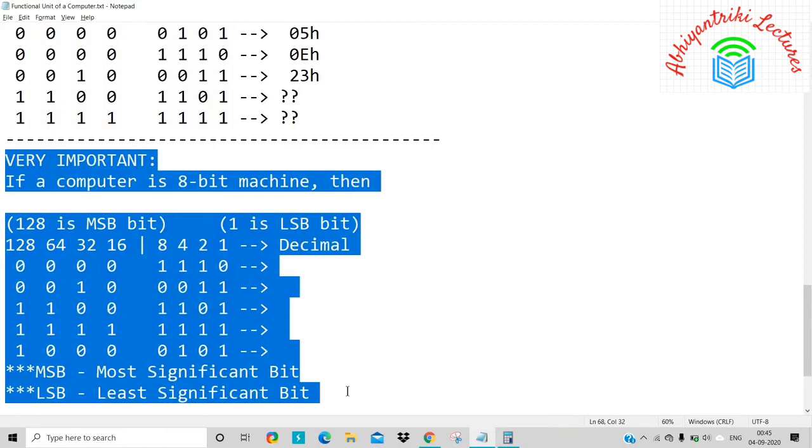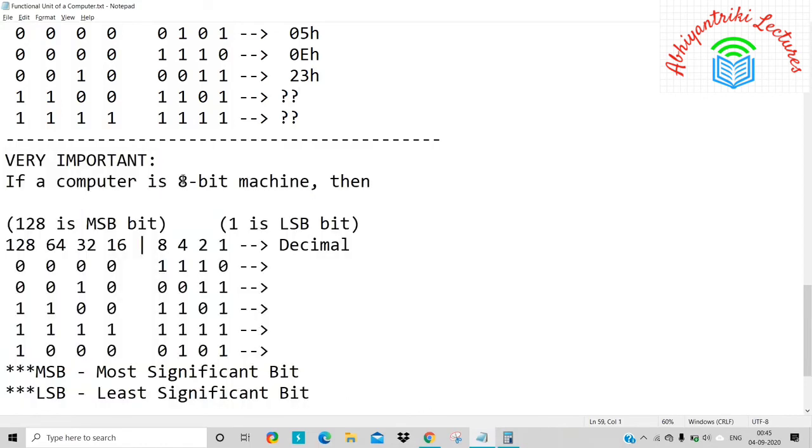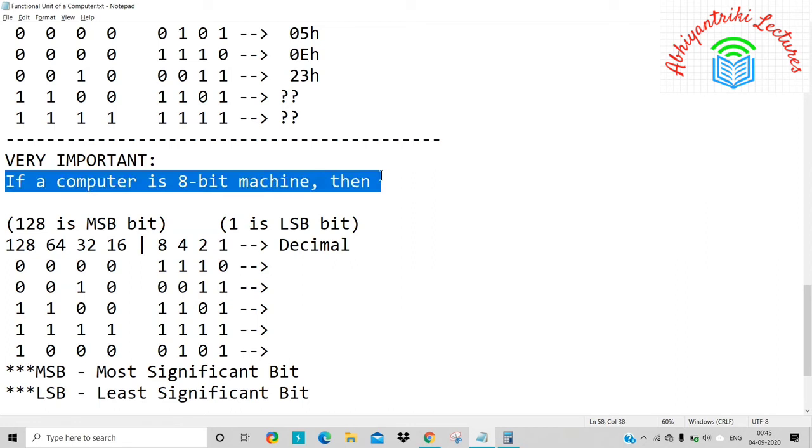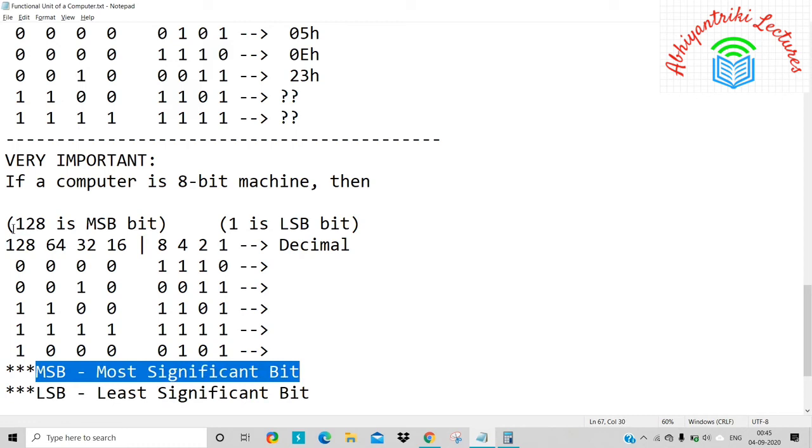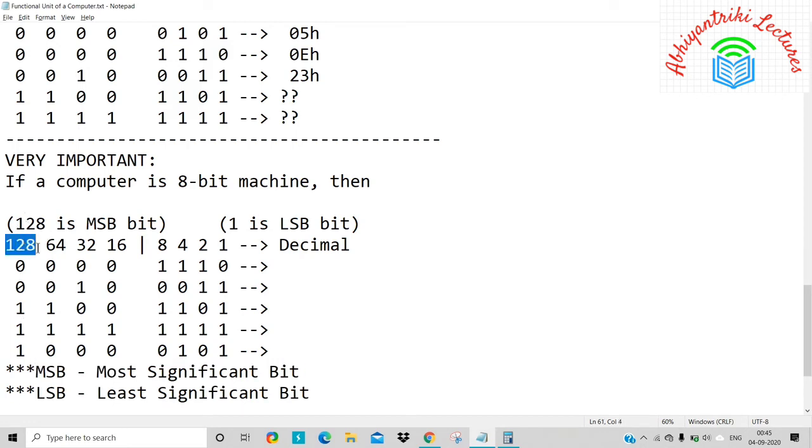Okay, next. If a computer is an 8-bit machine, this is very important. However, most computers nowadays use 64-bit, right? But if a computer is an 8-bit machine, then the highest decimal place value is 128. This 128 bit is called the MS bit, that is the most significant bit. This most significant bit indicates the sign of the number.